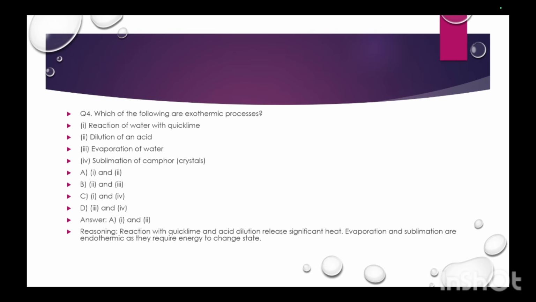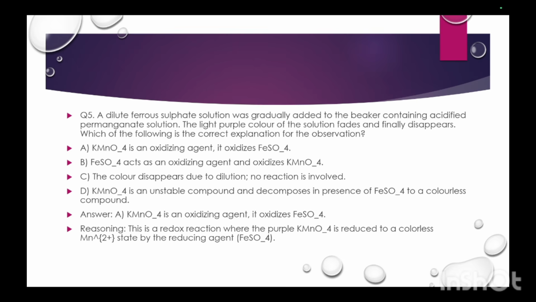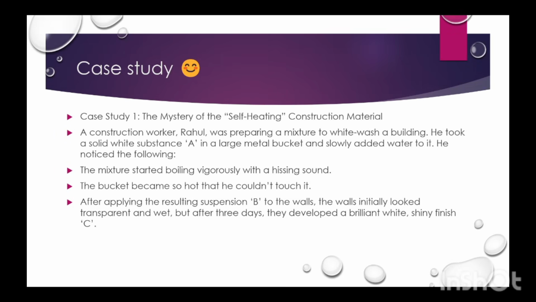In the last MCQ slide, a dilute ferrous sulfate solution was gradually added to the beaker containing the acidified permanganate solution. The light purple color of the solution faded and finally disappeared. Which of the following is a correct explanation for the observation? Please go through the correct answer and the explanation, and you can very well comment on the channel. Now we will study some case studies.